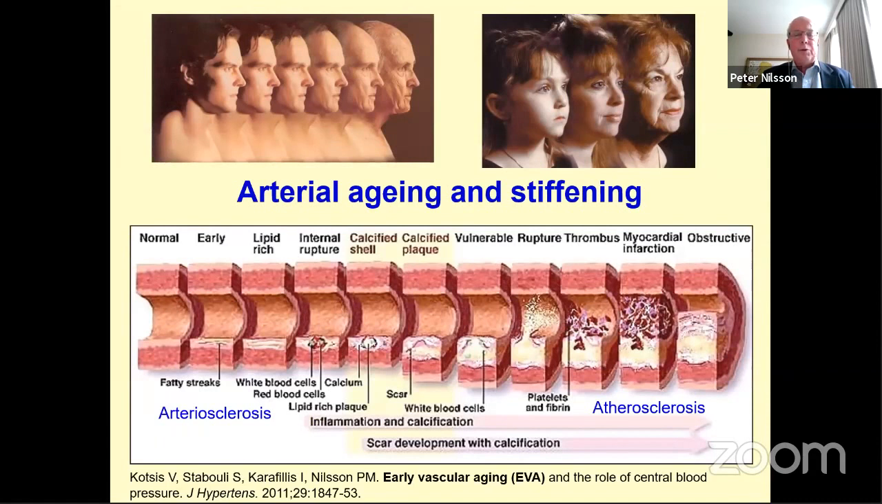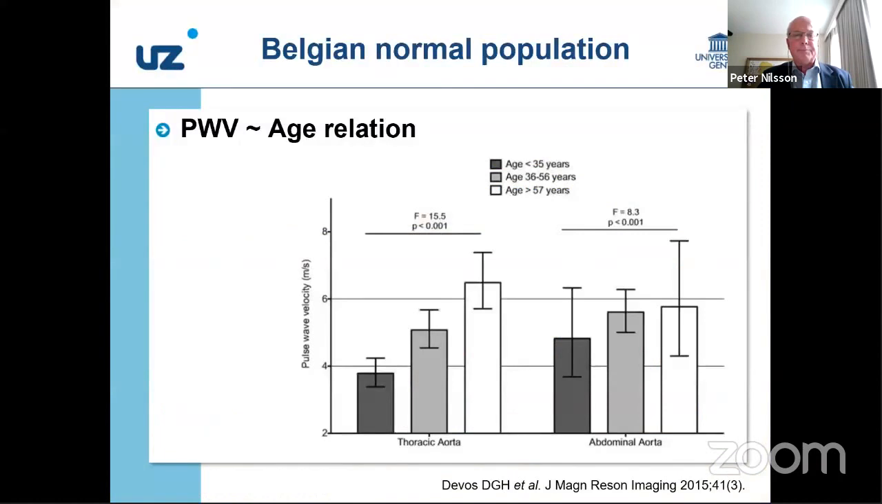And in my view, these two processes, one starting in the media, the other in the intima, will be more or less intertwined later on in life, and together synergistically influence the cardiovascular risk. But for decades, people have been interested mostly in atherosclerosis. During the last 15 years or so, more towards arteriosclerosis. We know from many studies that there is an age relation with the pulse wave velocity, the measure of arterial stiffness, especially in the aorta.